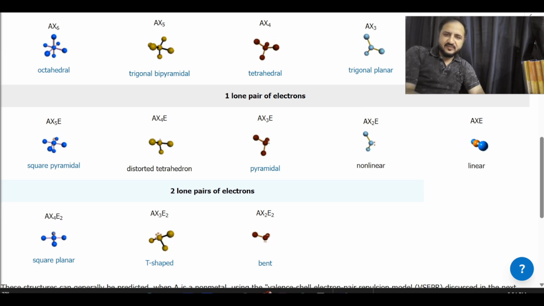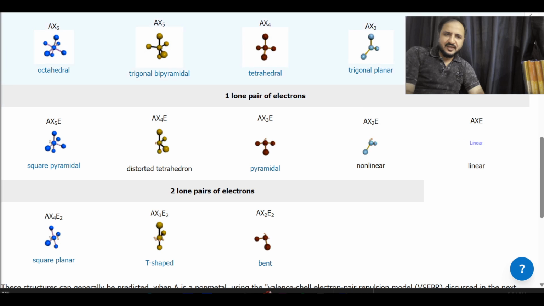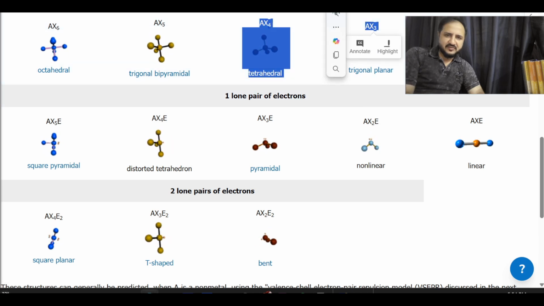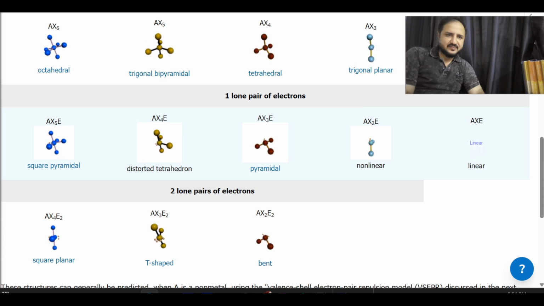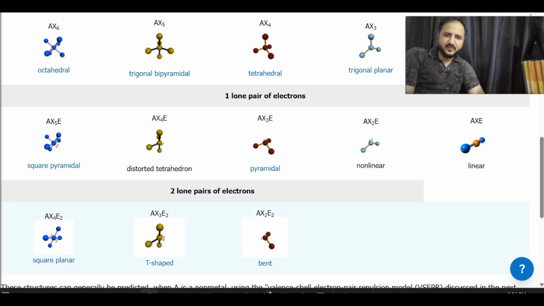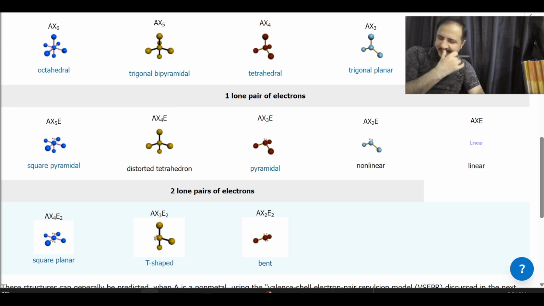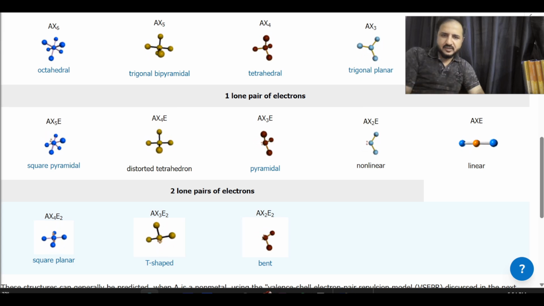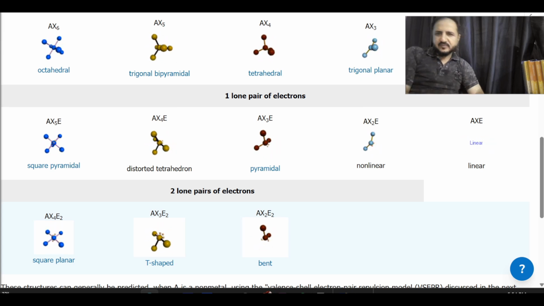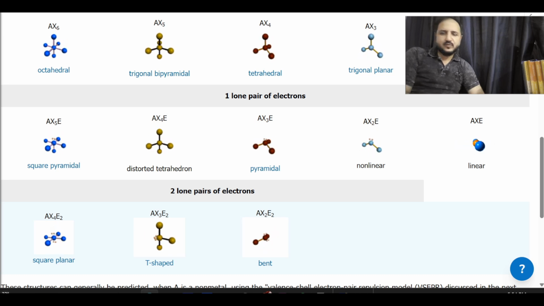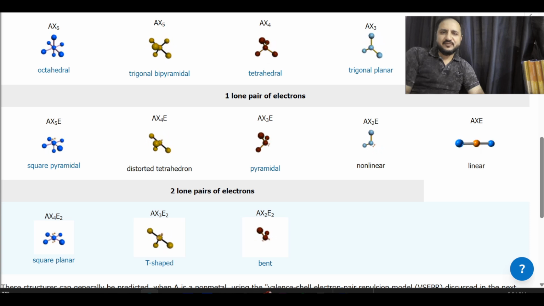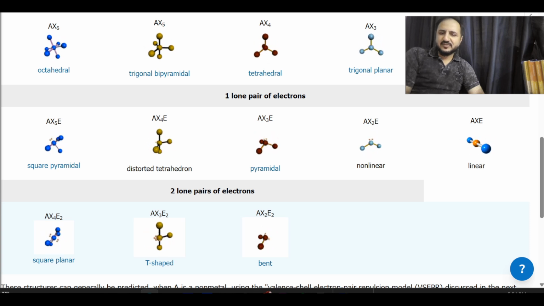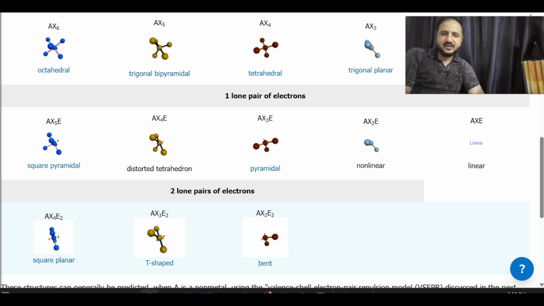You can see some of the dancing molecules in front of you. The names are written there like tetrahedral, trigonal planar, octahedral, square planar. All these names are written there. It's a very fascinating topic, actually. We are going to study the shapes of the molecules. And which concept are we studying? The concept is called VSEPR, Valence Shell Electron Pair Repulsion Concept. It's a fascinating concept, actually.